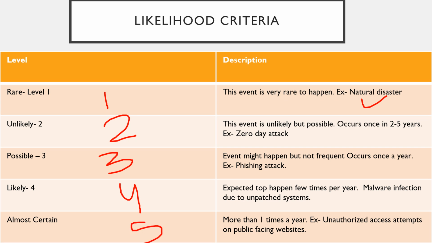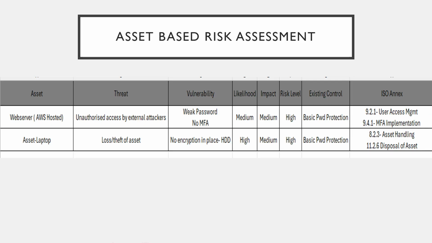So you can rate like this. You have to be more cautious with options number 3, 4, 5 because of the higher likelihood. Coming to the next slide: how does an asset based risk assessment look like? Here is a pattern I had published.